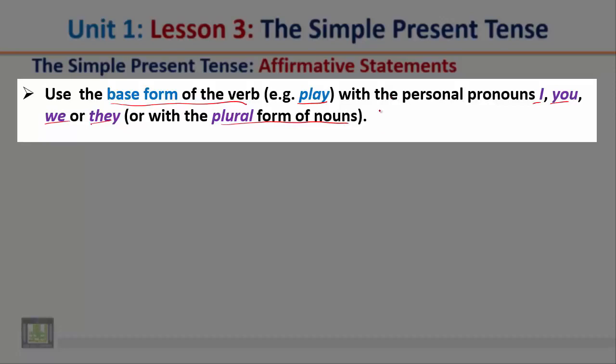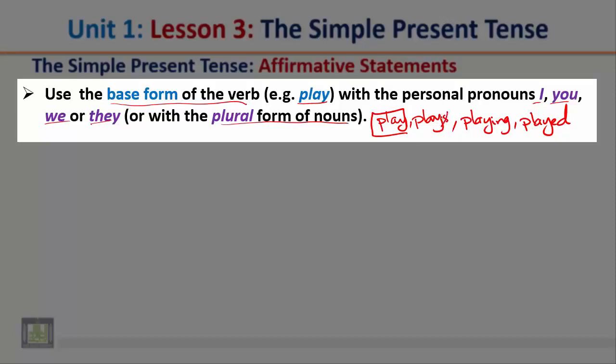Now pay attention to this example. The verb play has four forms. We have play, we have plays, we have playing, and we have played. Now the base form of the verb play is the first one, play. Okay, now plays is not a base form.